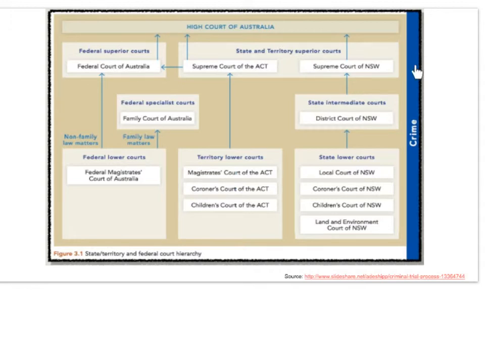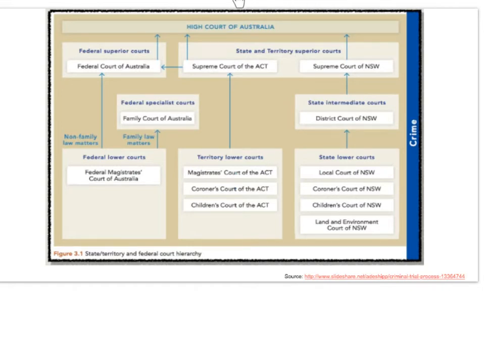Now, at the same level of the Supreme Court, it's actually a branch of the Supreme Court, is the Court of Criminal Appeal. Now, this is part of the Supreme Court and it sits 3 or 5 judges. It hears appeals from the District and the Supreme Courts about the severity of a sentence or on a question of fact or law. And it also hears appeals from the local court on questions of law only.